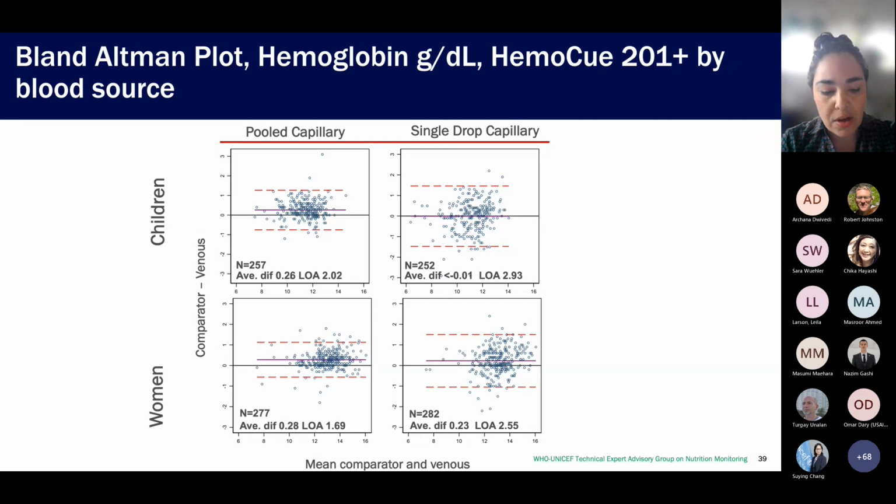And we are seeing similar results to the previous slide in terms of both variation and the average differences in hemoglobin concentrations, which really means, at least in our study, this isn't an instrument issue, but a blood source issue. Next slide.